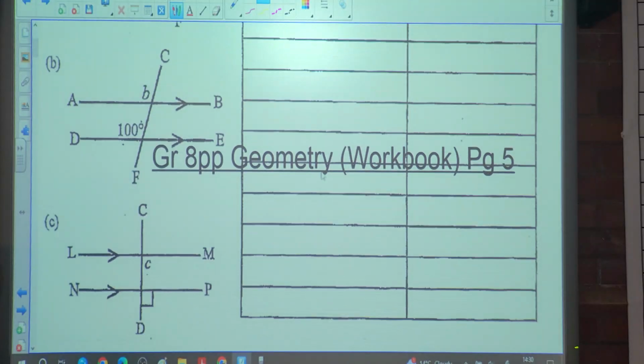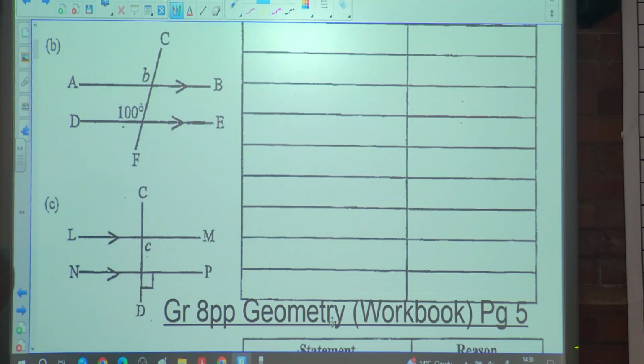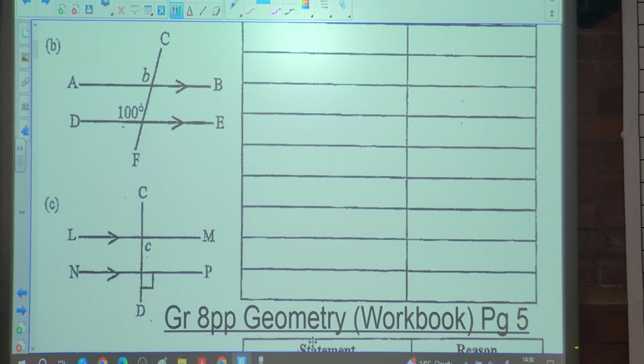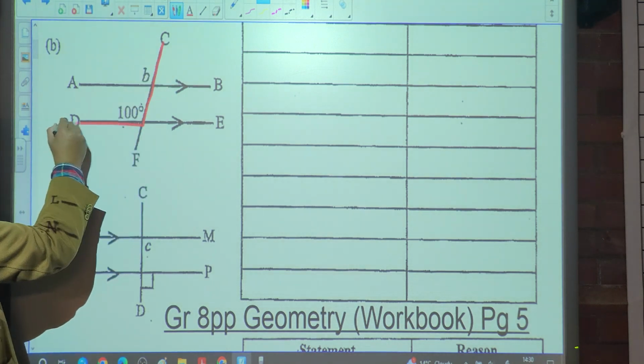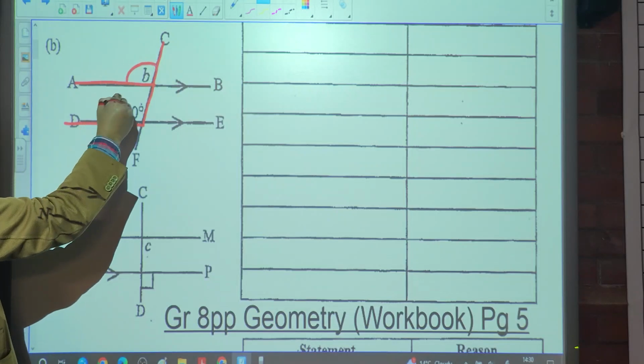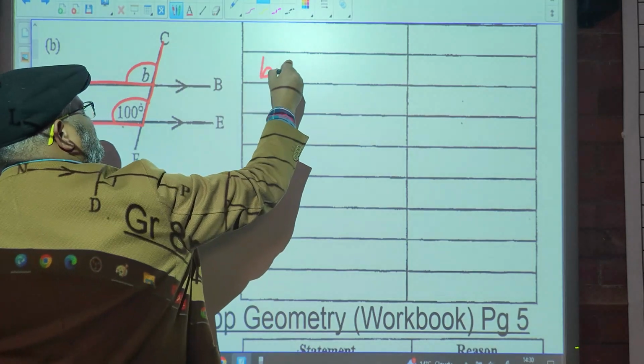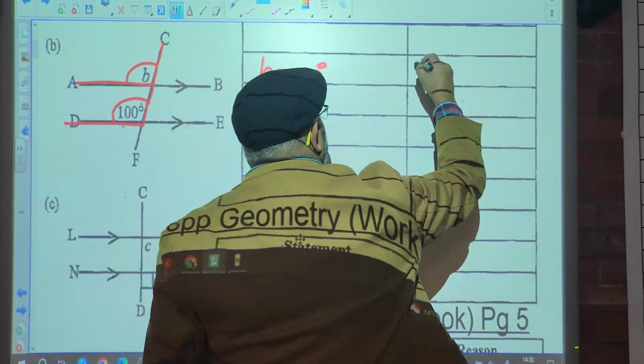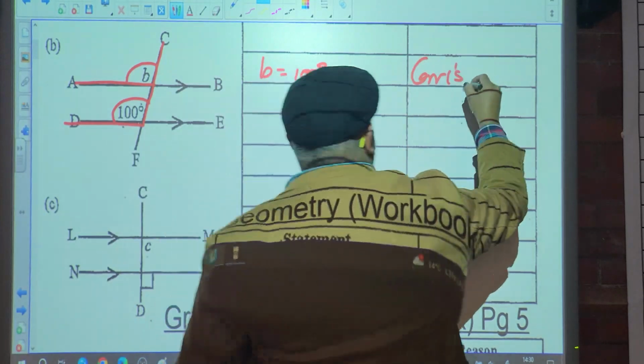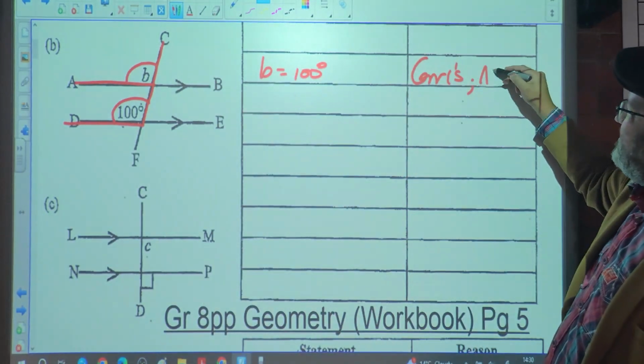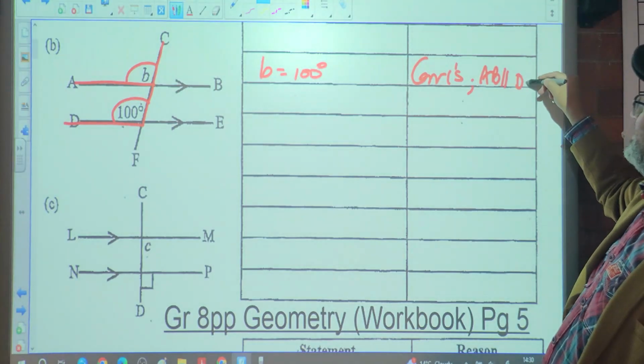That is A. Let's look at B. How are you going to calculate B? Again the F, but the other way around now, not so? So B is equal to 100 degrees. Why is that 100 degrees? Corresponding angles with AB being parallel to DE.